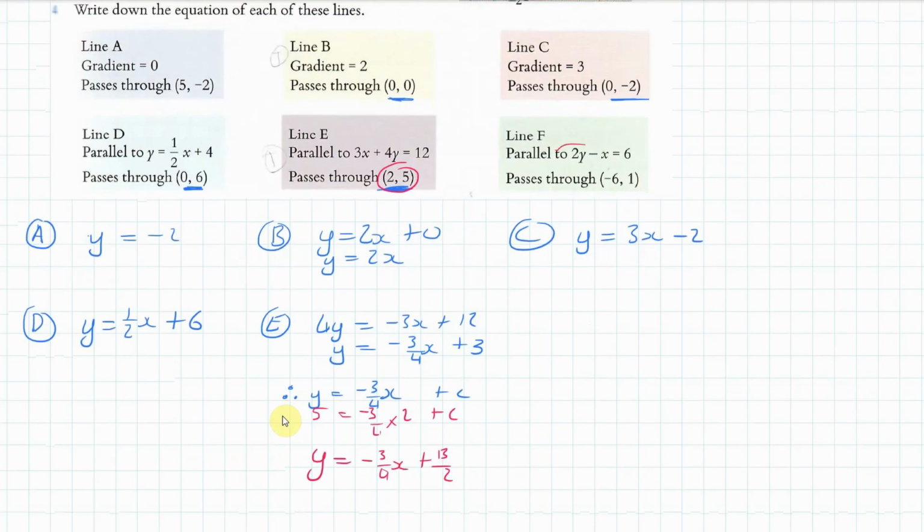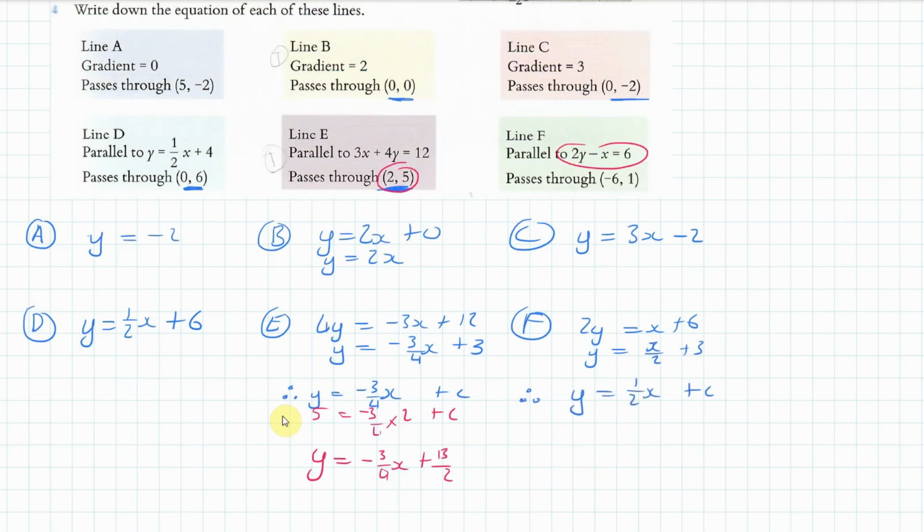Similar idea with this one for F. First of all, I'm going to rearrange this formula that they've given me. It's 2y equals x plus 6. So y is equal to x/2 plus 3, or 1/2 x is another way of writing that. So therefore I know that my gradient in the parallel line will be 1/2 x as well, and then I've just got to find plus c. All I need to do is pop this data into my formula, and I will find out what c is.